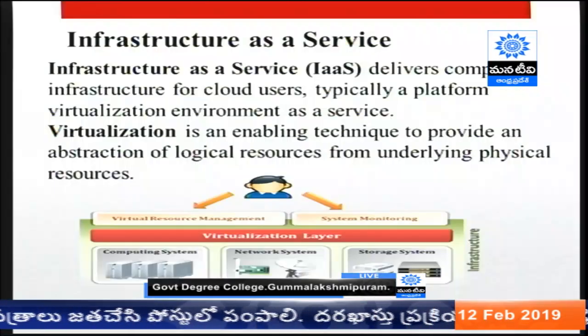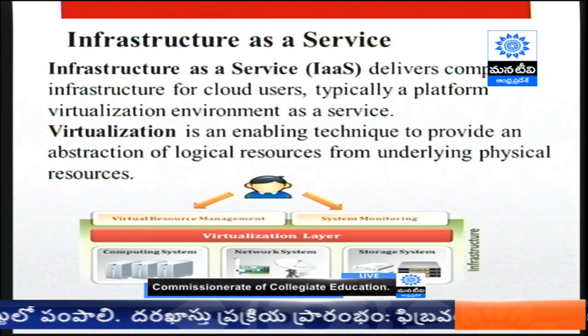There are several organizations providing infrastructure as a service, and Amazon is a very popular one. Amazon Web Services, Microsoft, Oracle, these are all there. So let us have a quick look at some of the basic concepts of infrastructure as a service with a brief case study on EC2. EC2 stands for Elastic Compute Cloud. So infrastructure as a service delivers your computer infrastructure that includes your storage, memory, processor, network, everything. Typically a platform virtualization environment as a service.